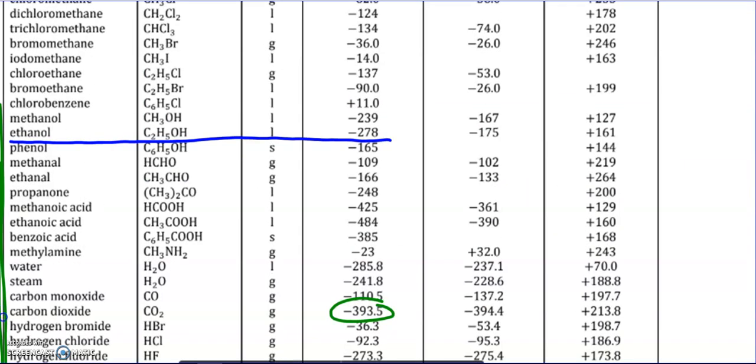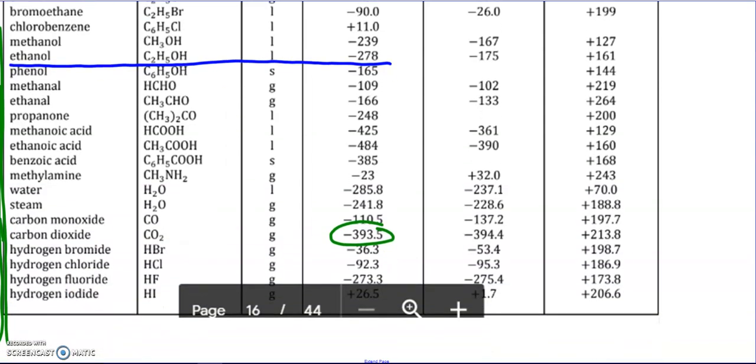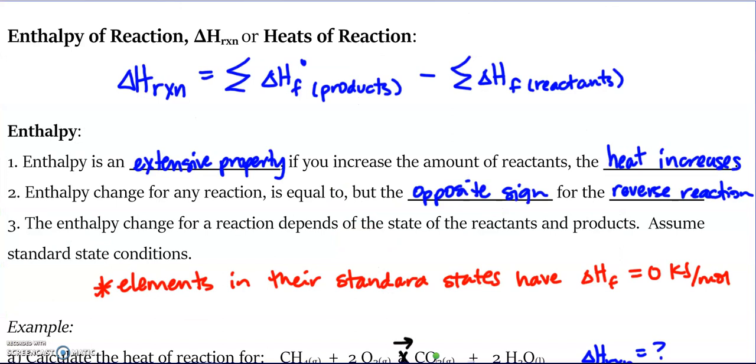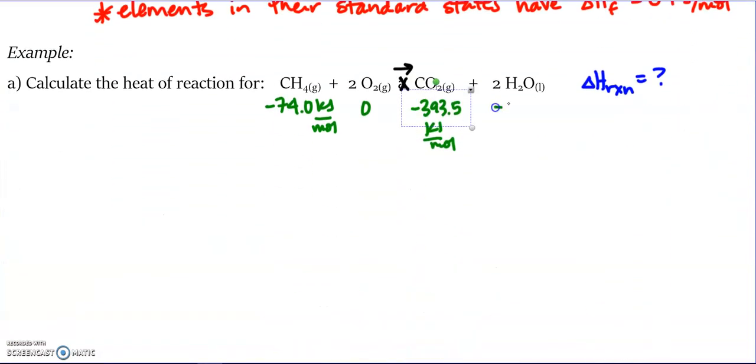And then water, also way down on the bottom. Water is H2O. We've got to be careful. This one was a liquid, -285.5. Okay, so we've got all our individual delta H of formations.